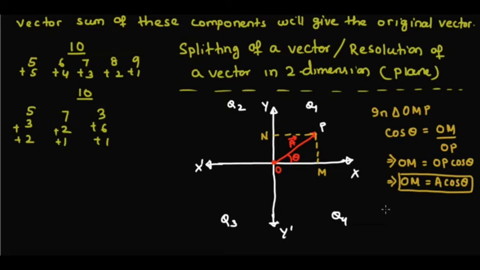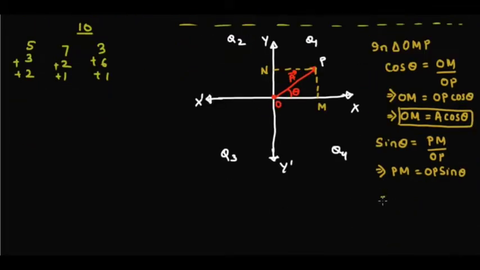Okay. Now look at the same triangle OMP and tell me what is the value of sin theta. Sin theta is P by H, so it will be PM divided by OP. That implies PM is equal to OP sin theta. Again OP is A, so I can write PM is equal to A sin theta. Is that clear? So we have found the value of OM and PM.